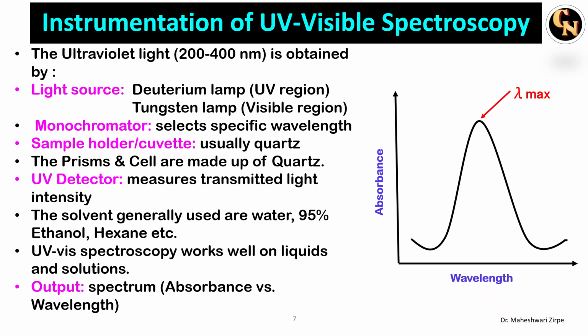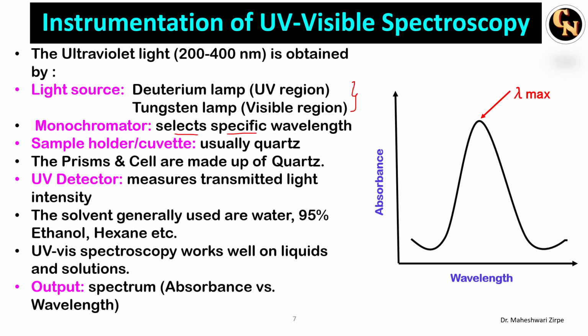Now the next is the instrumentation of UV visible spectroscopy. Ultraviolet light is in the range of 200 to 400 nanometers, and for the light source you can use a deuterium lamp for the UV region and a tungsten lamp for the visible region. These are the two lamps used as the source of light. Then there is a monochromator, which will select the specific wavelength.